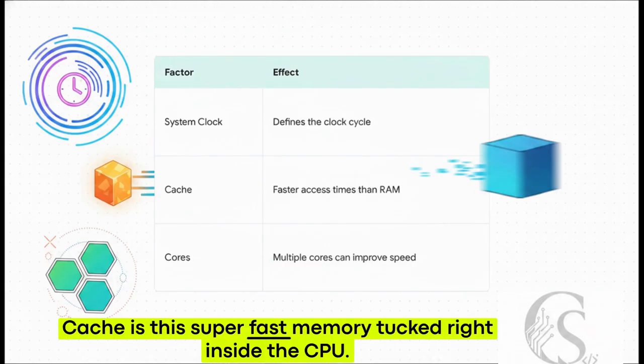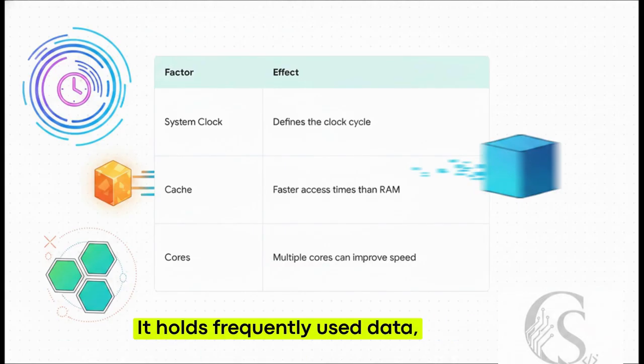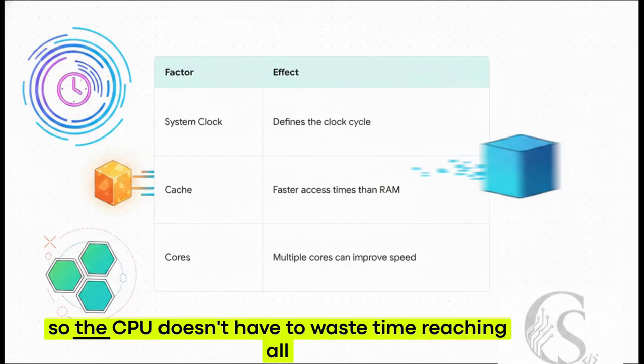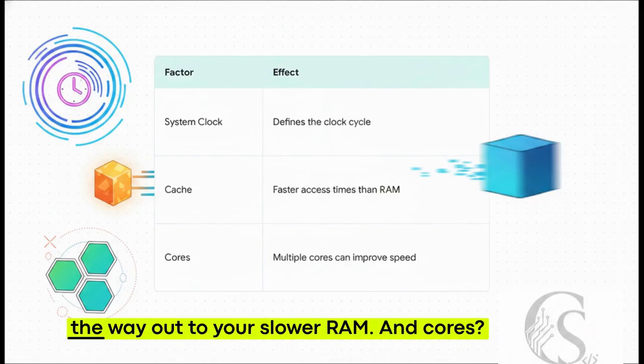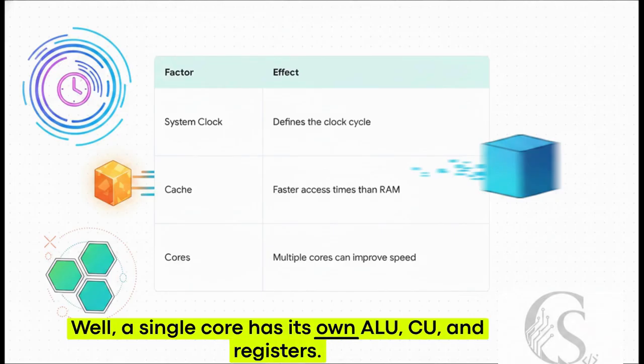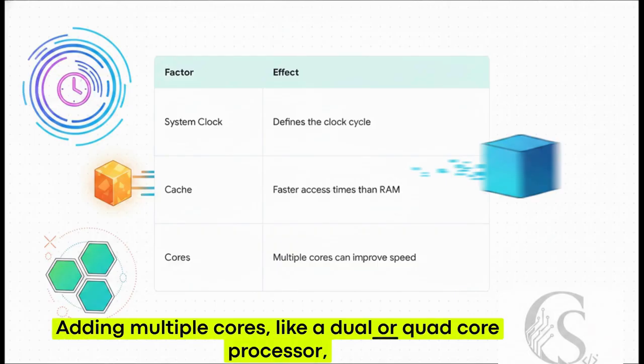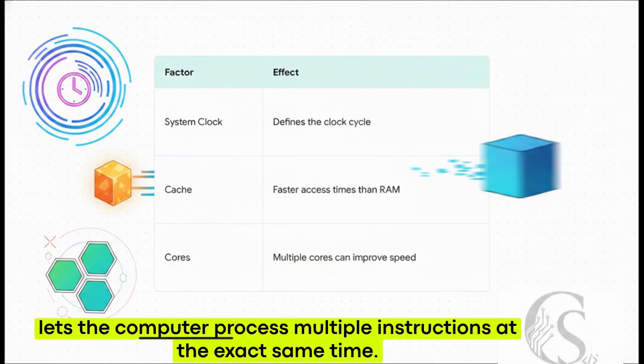Cache is this super fast memory tucked right inside the CPU. It holds frequently used data so the CPU doesn't have to waste time reaching all the way out to your slower RAM. And cores? Well, a single core has its own ALU, CU, and registers. Adding multiple cores, like a dual or quad-core processor, lets the computer process multiple instructions at the exact same time.